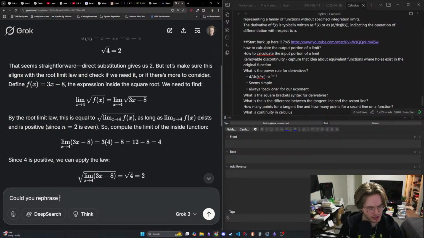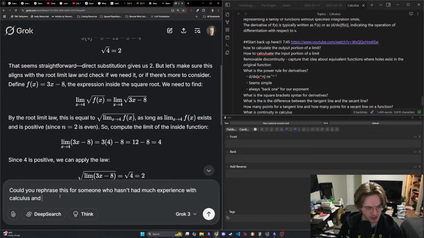Could you rephrase this for someone who hasn't had much experience with calculus and is trying to understand the root limit law?